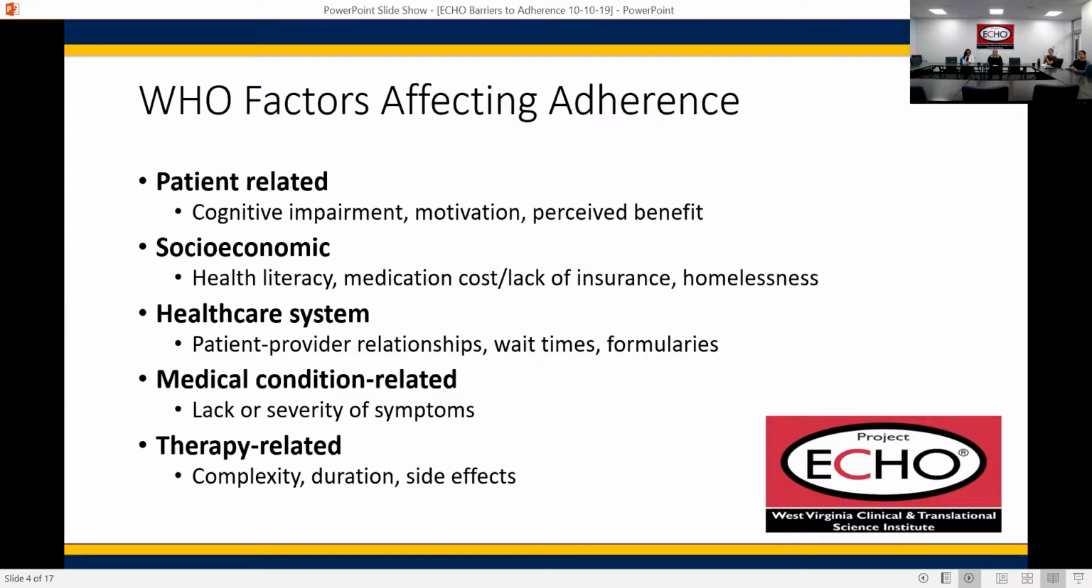And then there's therapy related. Is the regimen that's being prescribed to them really complex? Is there a longer or shorter duration that we could use? Are they going to have side effects that are going to affect their ability to take it and take it correctly? Those are all things that we need to evaluate when trying to select a regimen for the patients to try to avoid those adherence barriers on the front side.